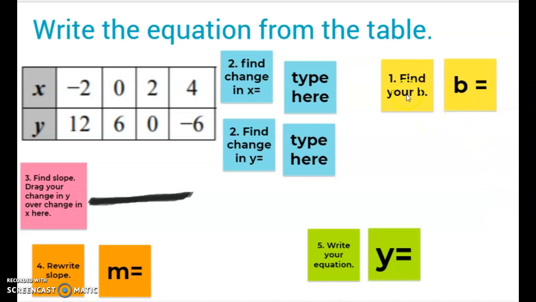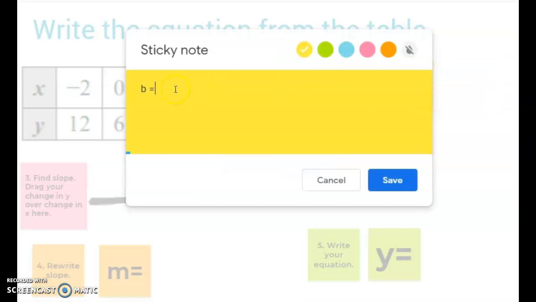If you notice, there are colored sticky notes. The one that is numbered, so if it has a number on it, those are your directions. The color that matches it is where you put your answer. So for number 1, the directions are to find your B. After we find our B, we're going to put our answer right here on the yellow sticky note that says B equals. If you double click on it, it pops up and lets you type in your answer.